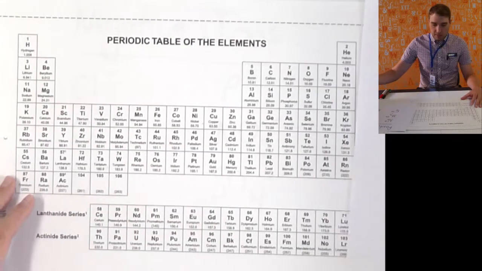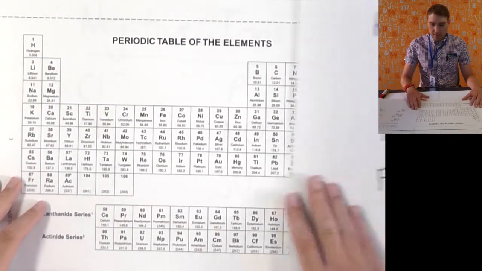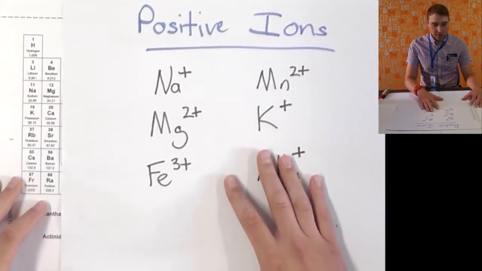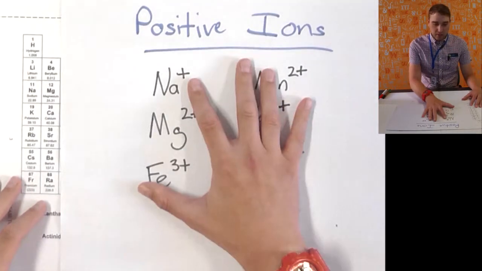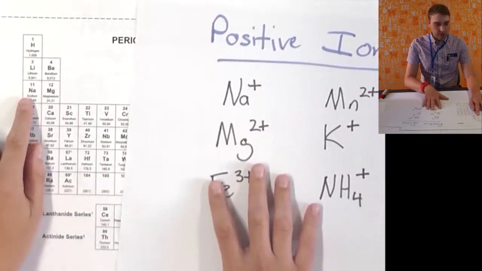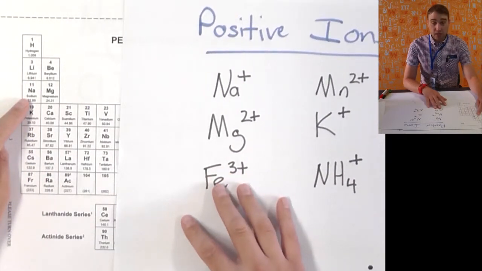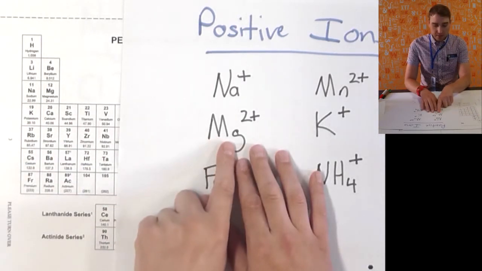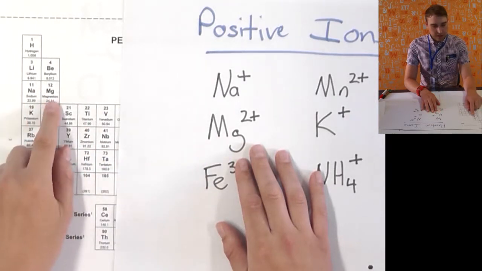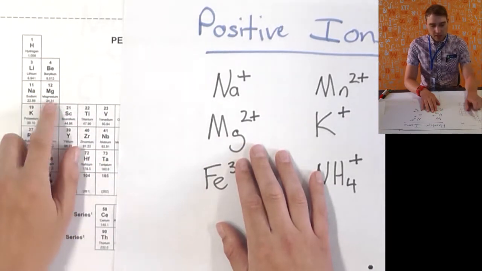If we look at the periodic table, we can see where we get these charges from for the most part. If we look at sodium, sodium's in group 1 over here. That means it gets a charge of +1. The reason for that is it has one electron in its outermost shell, so it loses that when it reacts. If we look at magnesium, the magnesium +2 ion, it's in group 2 over here. So when it reacts, it loses 2 electrons.